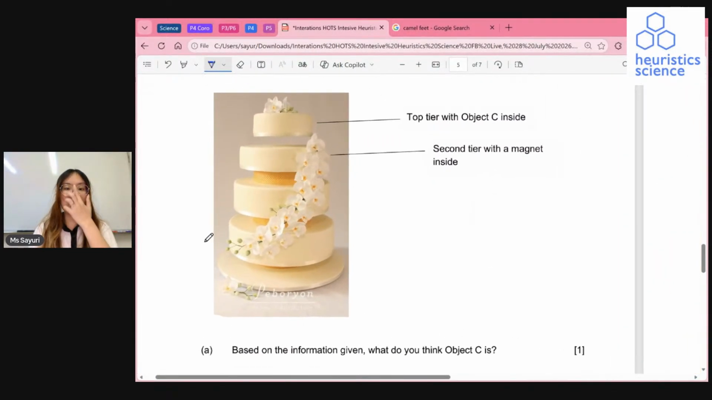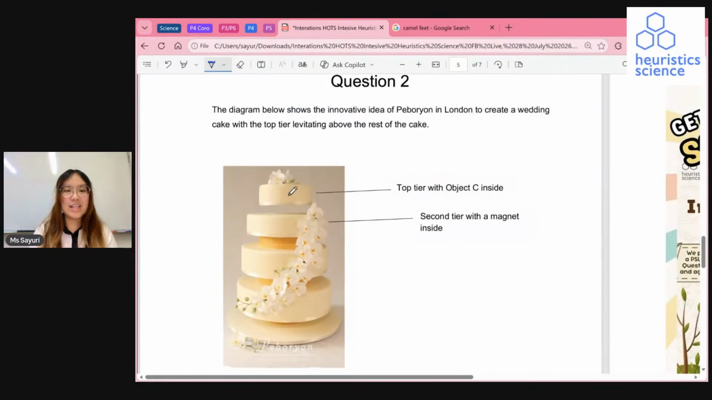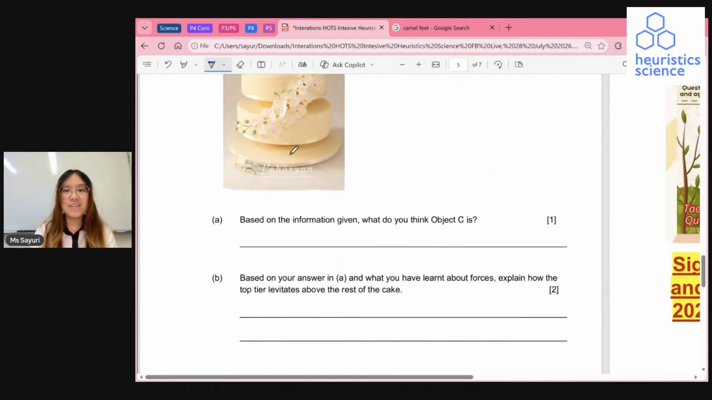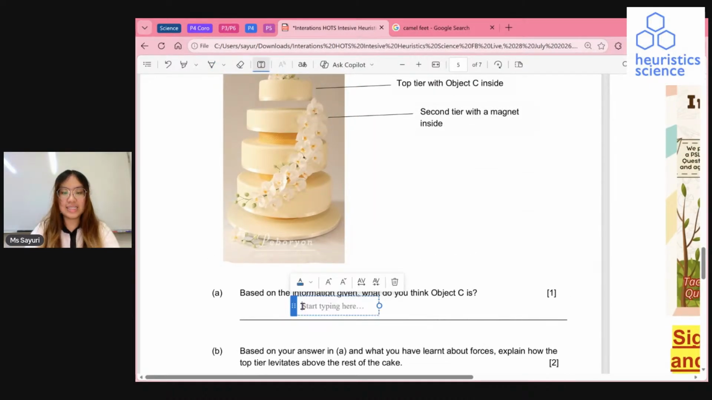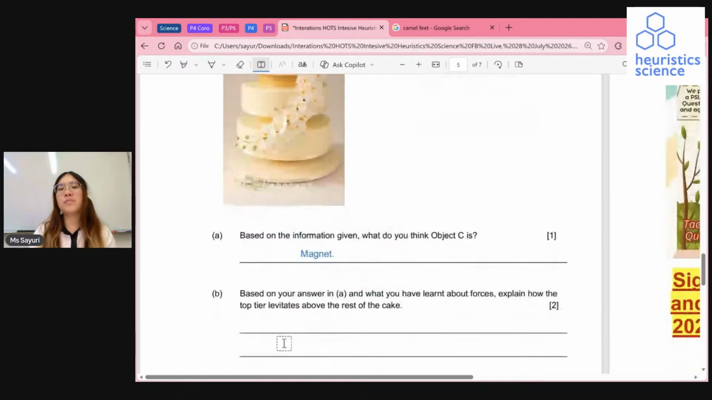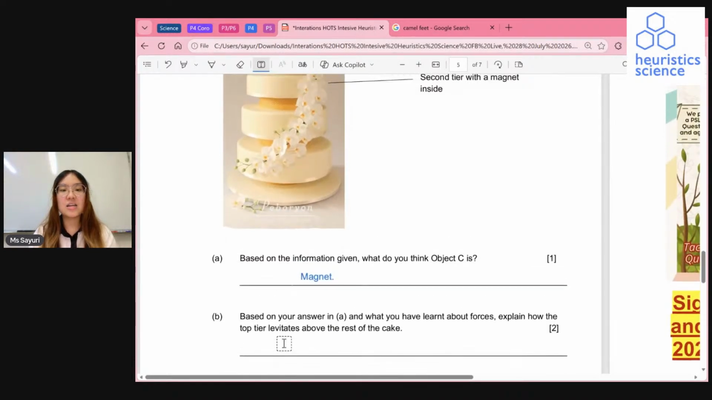Can or not? Okay, so currently I think everybody knows object C. The fact that over here is just a normal cake, and then this last portion here is levitating. Levitating means to float, which means that object C itself is a magnet. Okay, so in this case, based on your answer in A, what have you learned? Based on what you have learned about forces, please explain why the top tier levitates above the rest of the cake.